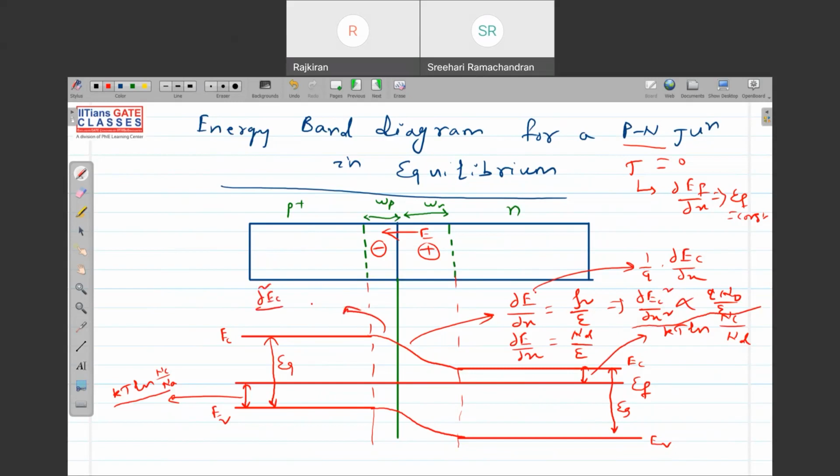d squared EC by dx squared is equal to q Na by epsilon. So the curvature here will be determined by the doping in the P side, and the curvature there will be determined by the doping in the N side. Clear? This is the question asked to me in IIT Kanpur: how to draw and determine the curvature. So you understand up to what level the questions are asked in IIT interviews. So this is the energy band diagram.